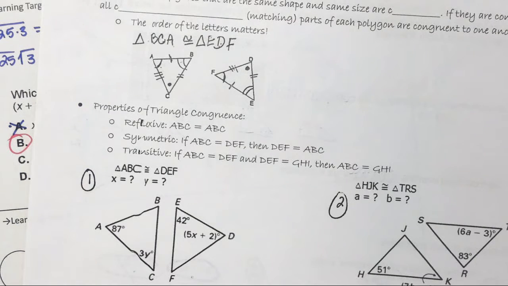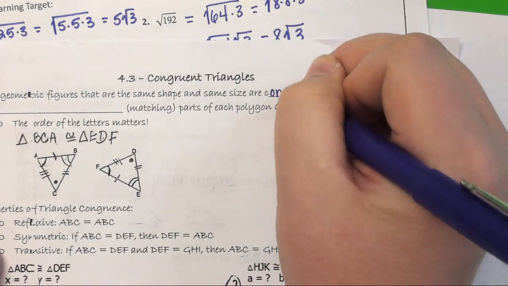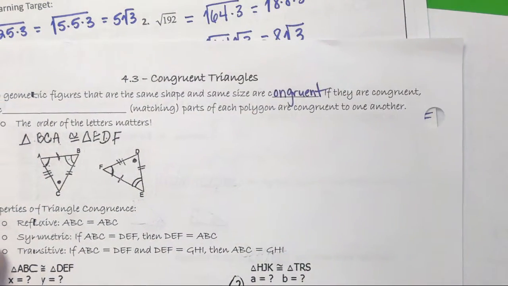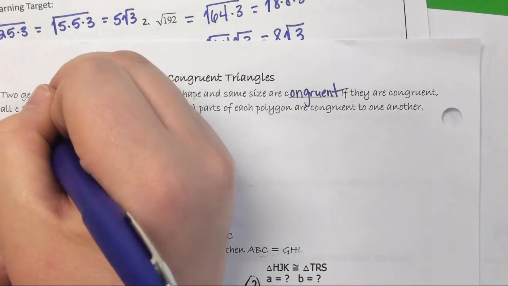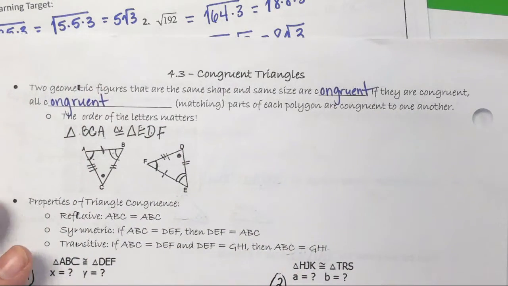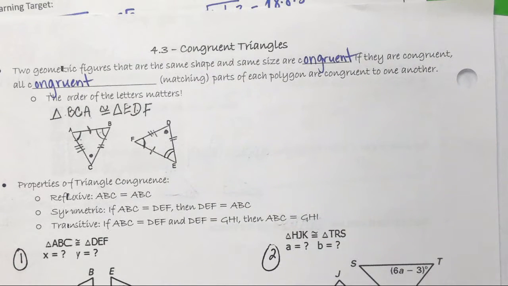Okay, the geometric figures that are the same shape and same size are congruent. And if they are congruent, all congruent or matching parts of each polygon are congruent to one another. Okay, so what we're going to talk about today is if you're given 2 congruent triangles, actually matching up the order of the letters, that matters.